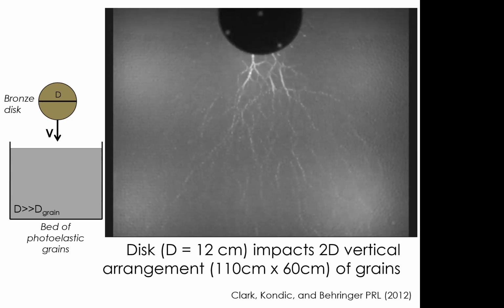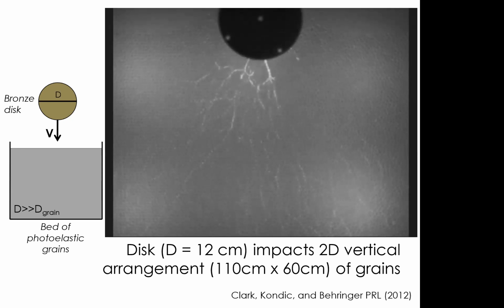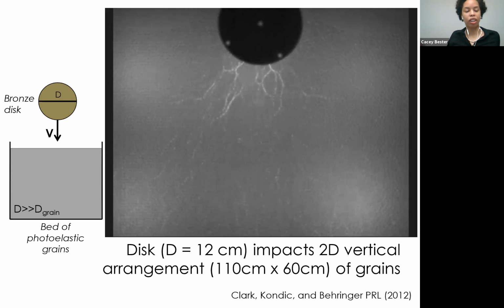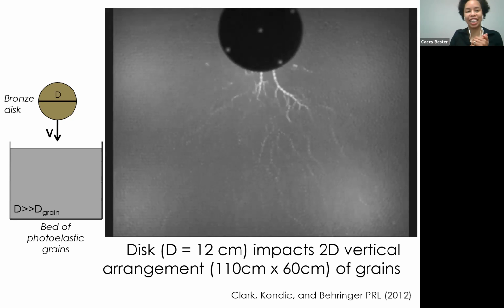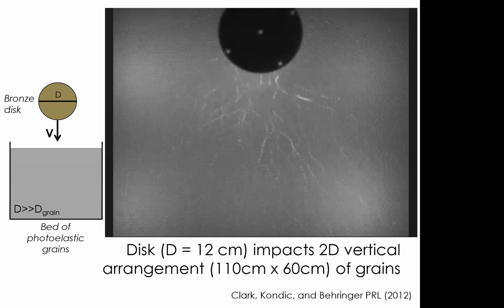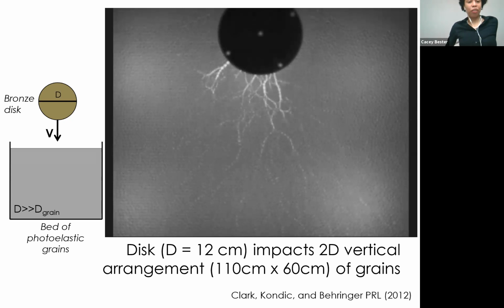So Casey, you described the disk as falling. Is this 2D experiment being done on a tilted surface, so you still have gravity acting as well as inertia? Yeah, the grains are vertically arranged, and the disk is allowed to fall under vertical gravity. Right, gotcha. Sorry, I should have made that clear. Yeah, so the disk is allowed to fall.